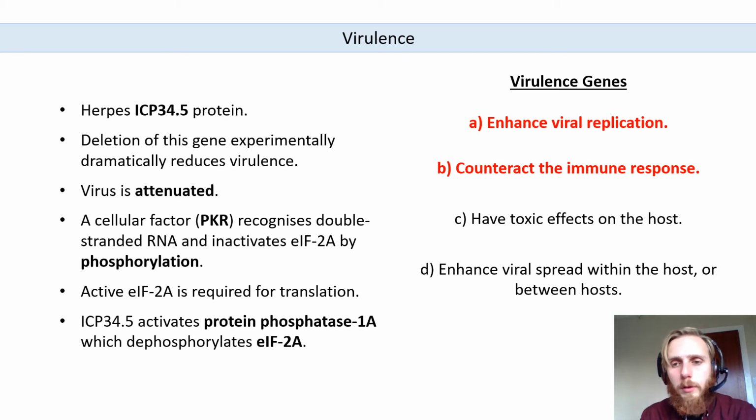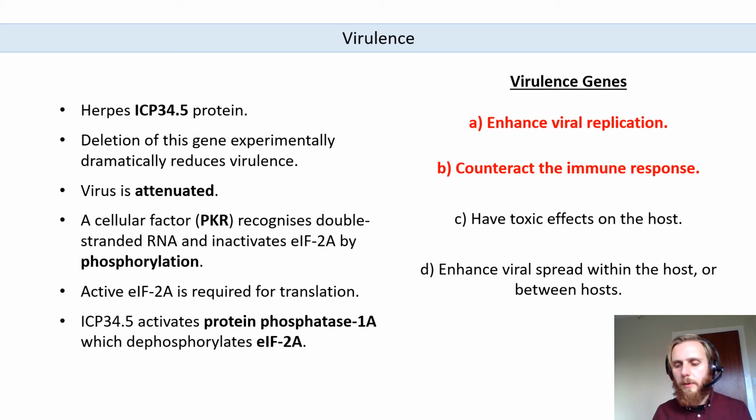Okay, so what we want to do now is look at some specific examples. At this point, we want to acknowledge that individual virulence genes can fulfill more than one of the roles we've identified on the slide here. So in this example, we have ICP34.5, and what this protein is doing is counteracting an immune response. The immune response is mediated by a factor called PKR. This is a cellular factor.